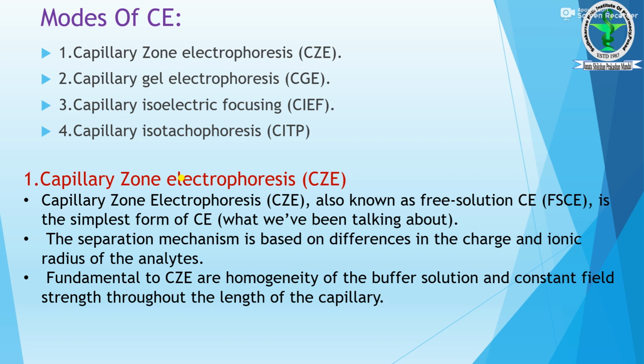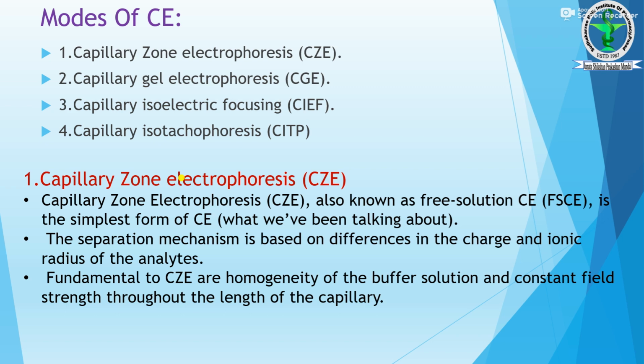So capillary zone electrophoresis, also known as free solution capillary electrophoresis, FSCE, is the simplest form of capillary electrophoresis. What we have been talking about is the separation. The separation mechanism is based on the difference in the charge and ionic radius of the analytes, how much radius they cover.